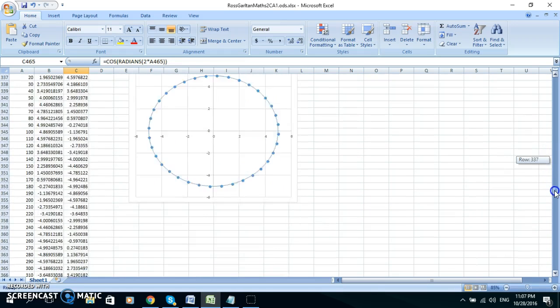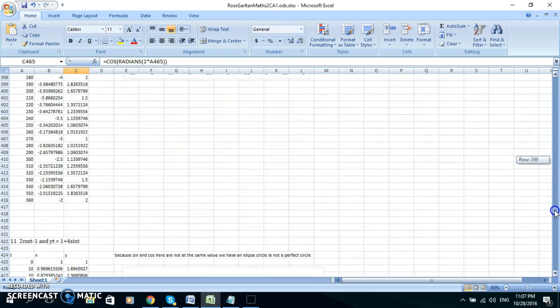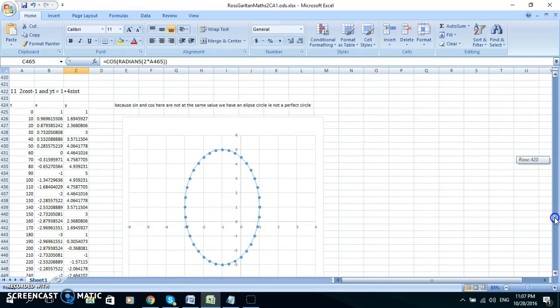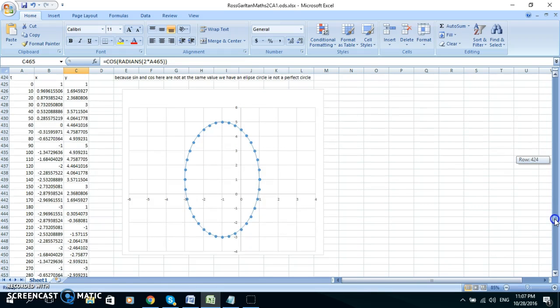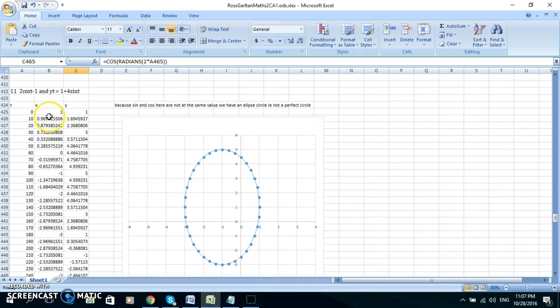For example, if we didn't increase sine and cosine at the same value, like here, where we increased it by 2 times cosine and 4 times sine, we ended up getting an ellipse. So it's not a perfect circle, it's like a kind of oval shape.